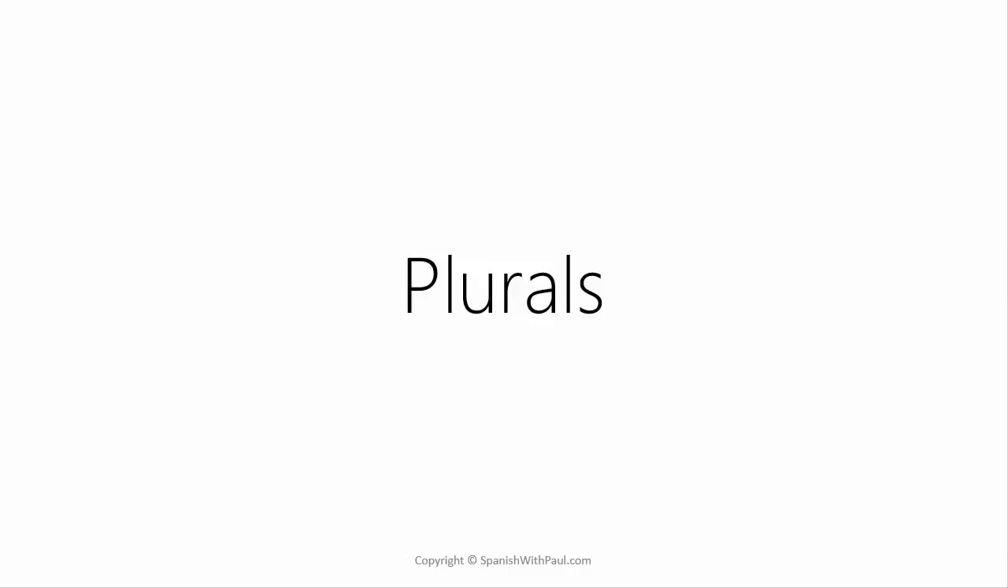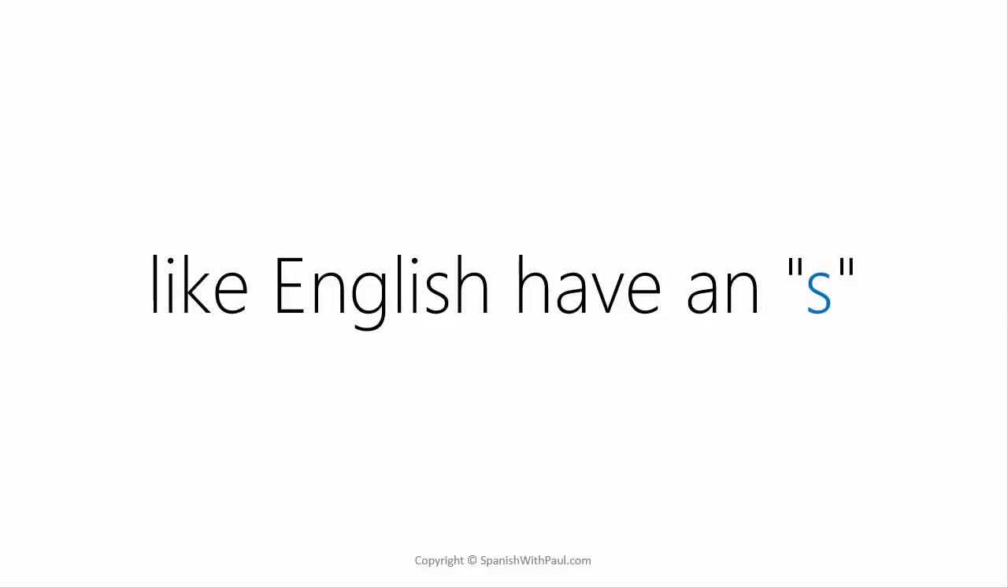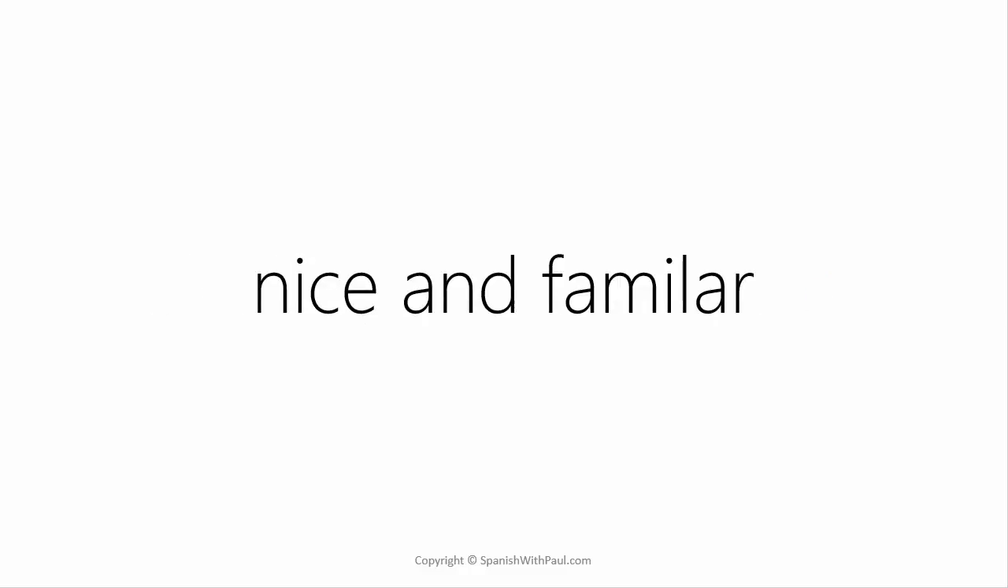The last thing I'd like to go through before we begin actively learning vocabulary are plurals. And luckily, they're quite easy in Spanish because just like English, plurals have an S. So it's nice and familiar. For example, the English word book would be libro, as we know, and books would be libro plus an S. So we get libros. That would be books, the plural.